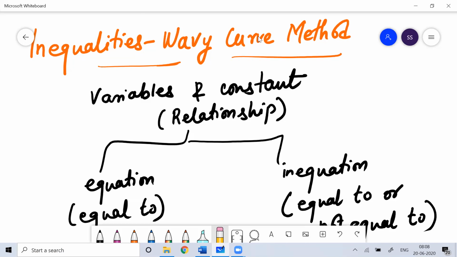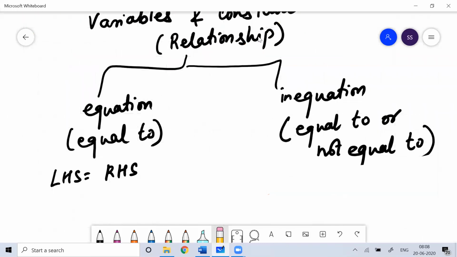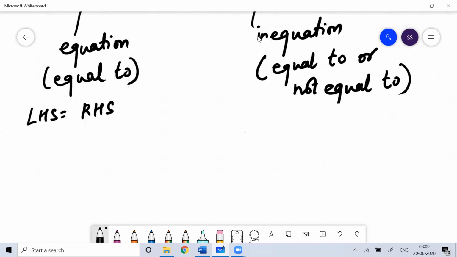When I talk about mathematics, specifically I'm talking about algebra. Algebra is all about finding the relationship between variables and constants. When we are trying to establish this relationship, it can be in the form of the equal to sign, which is there in an equation, or it can be in the form of an inequation. Inequation basically means when LHS is not equal to RHS.